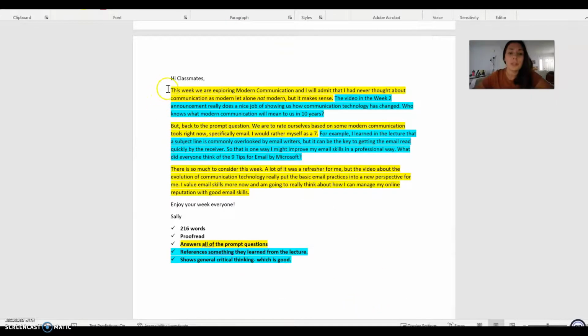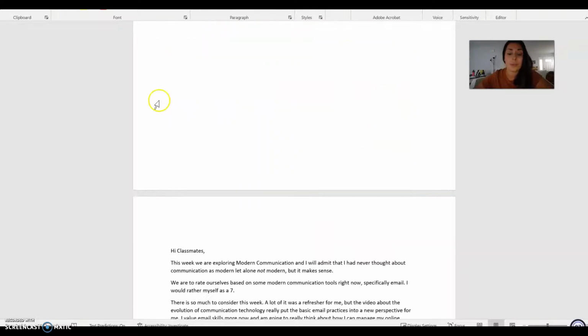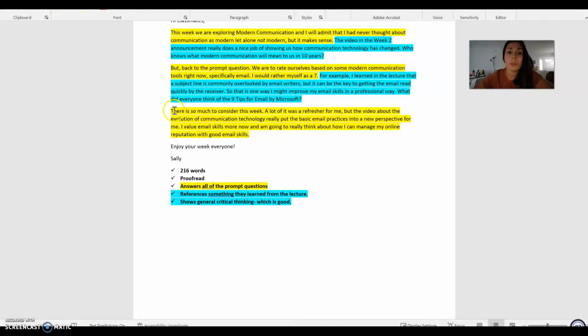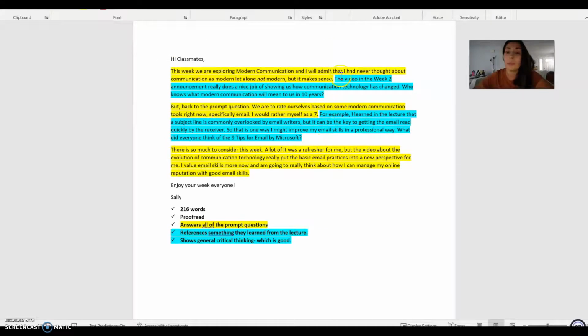So you'll notice that the yellow represents the same exact content from post 1, but the blue here shows that the student added in a little bit more wording and they added in critical thinking. What I look for and how I determine if your post has critical thinking or not is I look to see if you talk about specific things that you learned, okay?